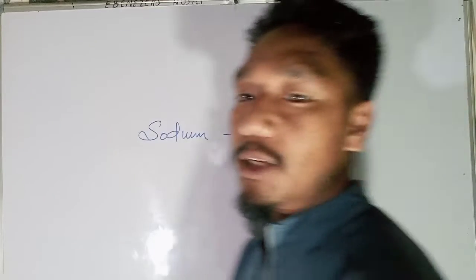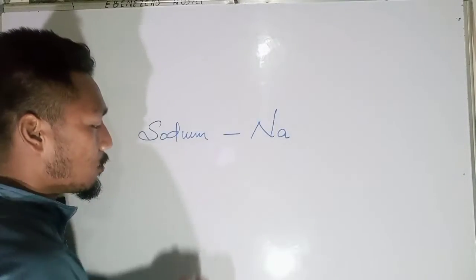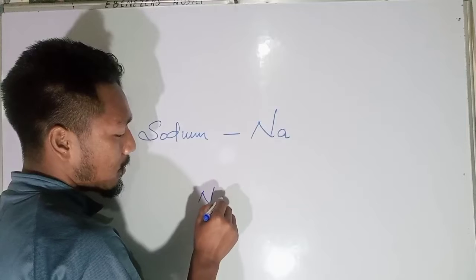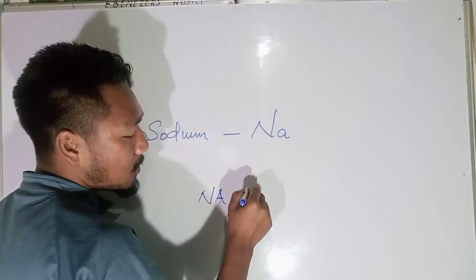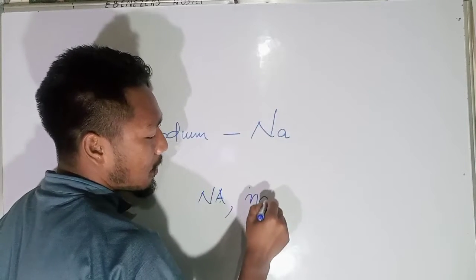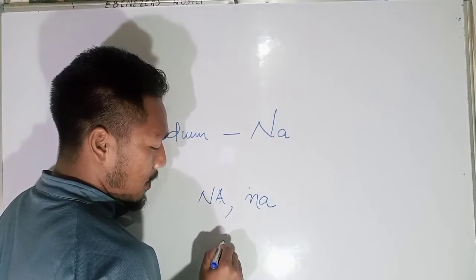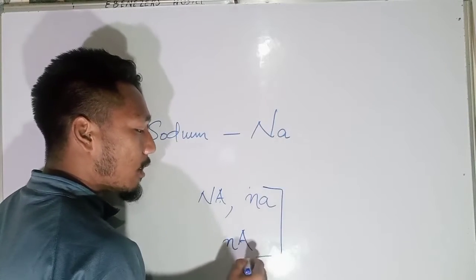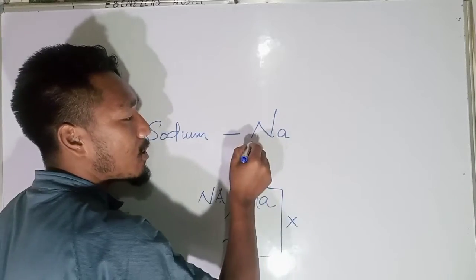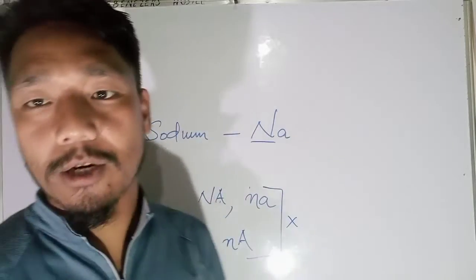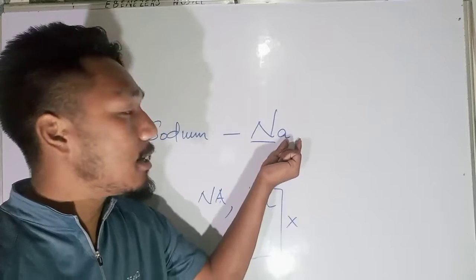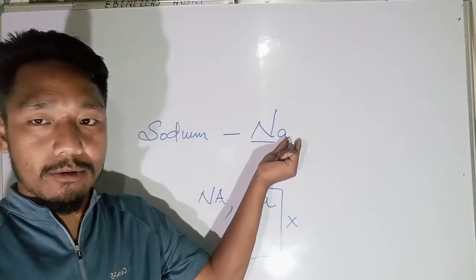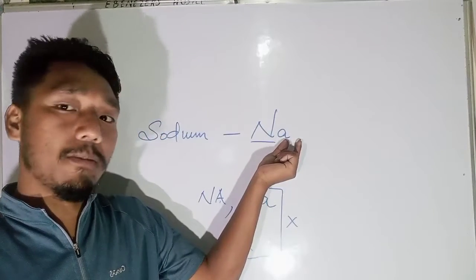When we are writing this, some of the students write Na with a small n, or they write N capital A. These are all wrong. Always remember the first letter should be a block letter, that is a capital letter, and the second letter should always be followed by a small letter. So always keep it in mind.